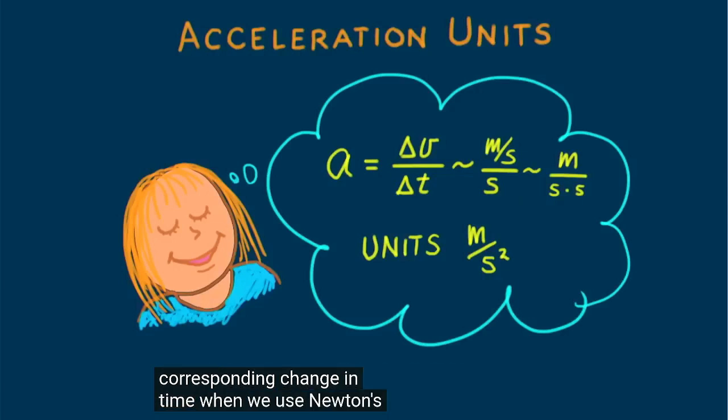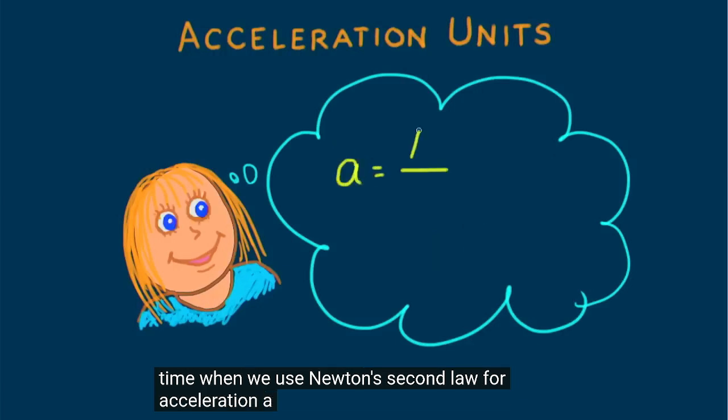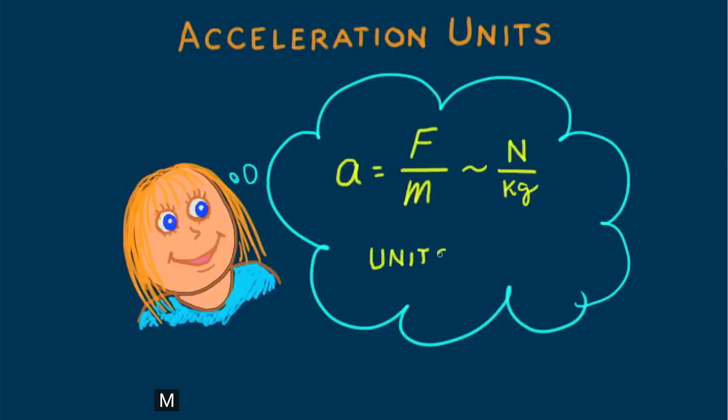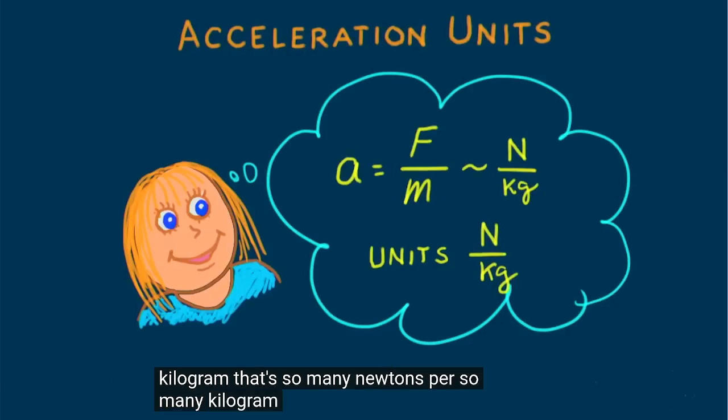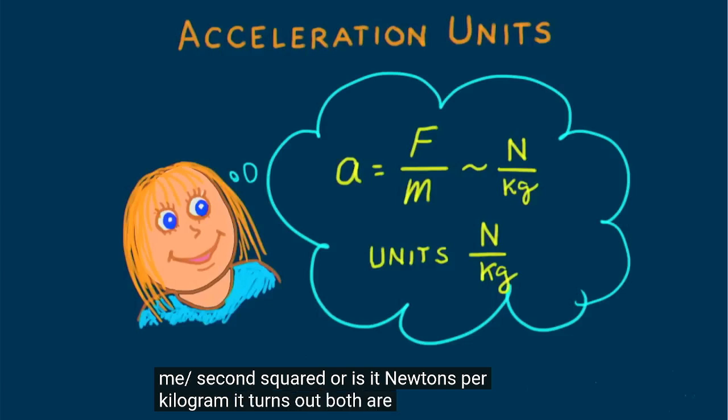When we use Newton's second law for acceleration, a is F over m, our units are newtons per kilogram. That's so many newtons per so many kilograms. What goes on here? Is it meters per second squared, or is it newtons per kilogram? It turns out both are equivalent.